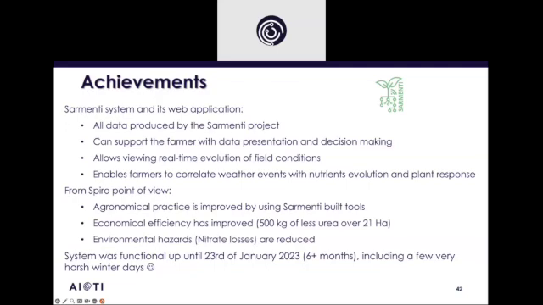But really, what was really important from the farmer's point of view, and the farming organization is called Spiro there, you can see halfway down the slide, is that it enhanced their agronomical activities, okay? And last year, they spread 500 kilograms less over that field than they normally would. Now, that isn't necessarily a huge savings in terms of money. Depending on the cost of fertilizer at the time, it might have been 500-600 euro.